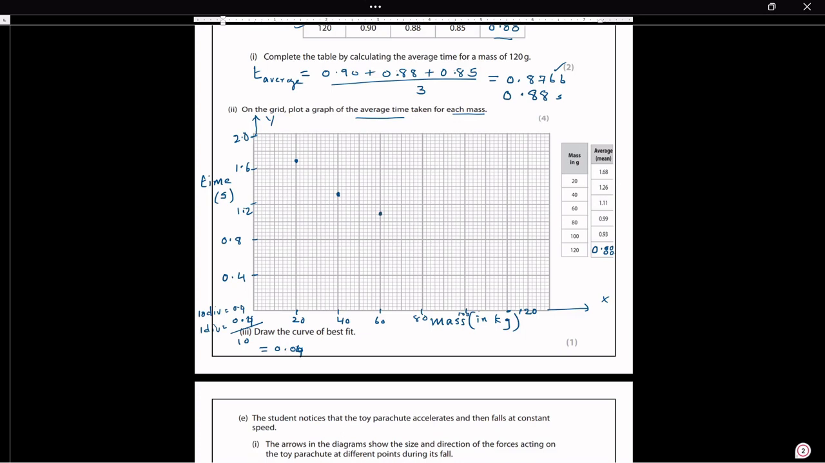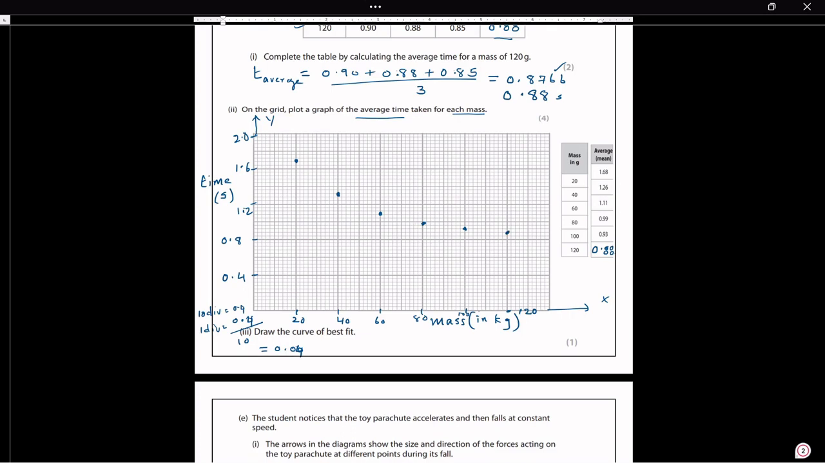Now for 80, it is 0.99. 0.99 means this is from 0.8, 0.84, 0.88, 0.92, 0.96, so it will be somewhere here. Then the next one is 0.93, also somewhere closer to that. Then the last one is 0.88. 0.88 means 0.84, 0.88, it is here.